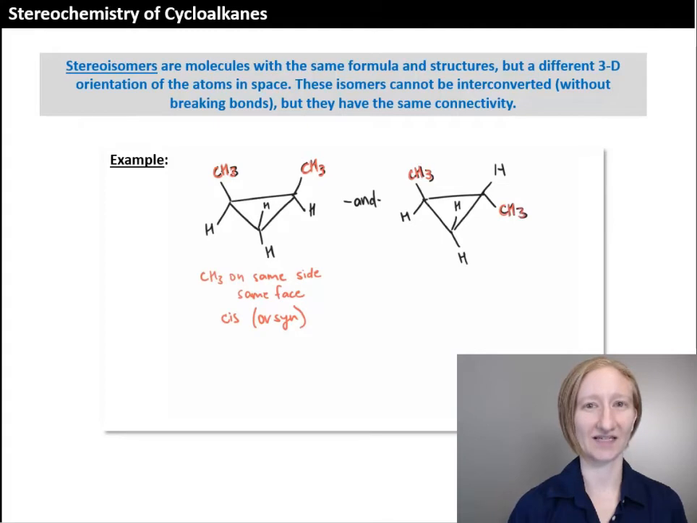In the second case, one methyl group is pointing up while the other is pointing down. They're on different faces or different sides of the ring. We call this the trans or the anti-stereoisomer. When we name these stereoisomers, in order to distinguish between the two, we include the cis or trans designation at the beginning of the name. We'll show that here in black.